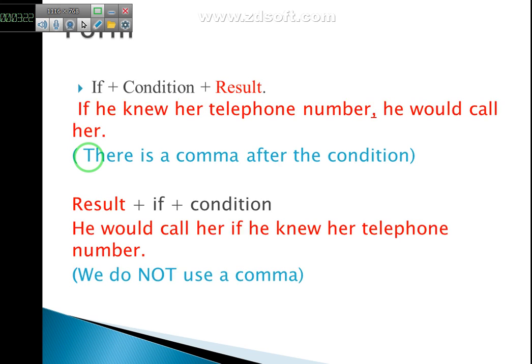Okay, well, I forgot to tell you about it. What does this sentence mean? In the present, he doesn't know her telephone number. It's impossible for him to call her. By using the second conditional, we are describing an unreal situation. Unreal, not true.